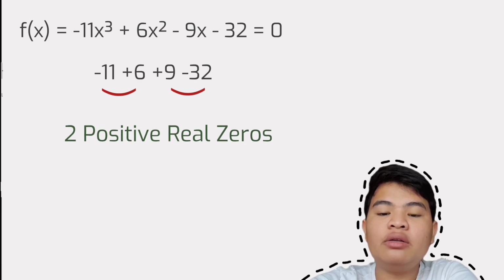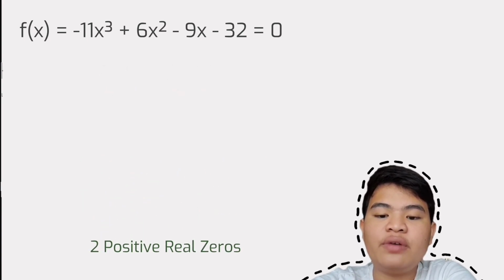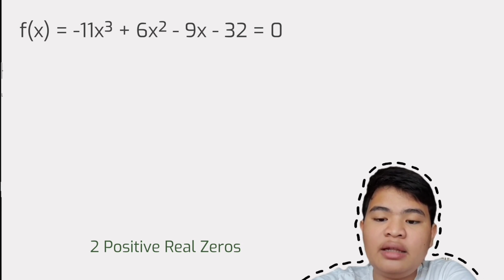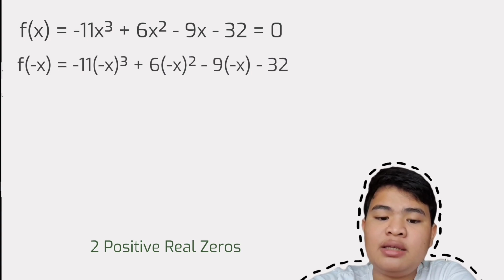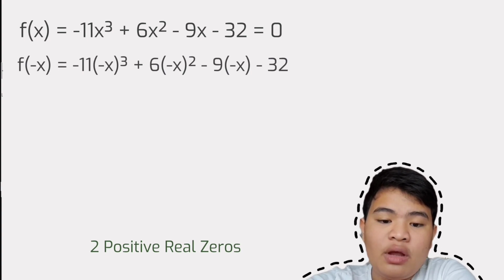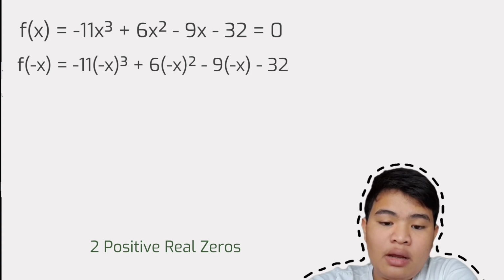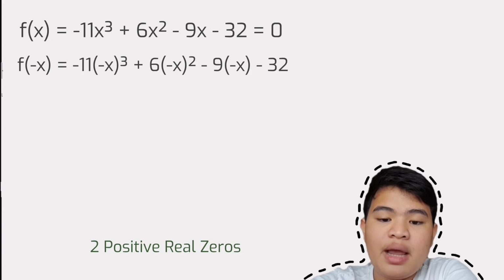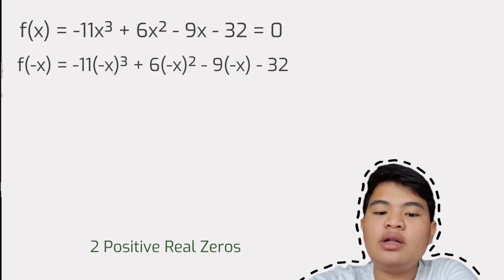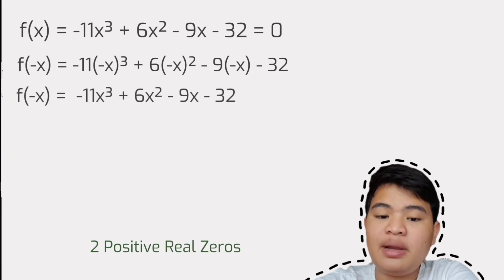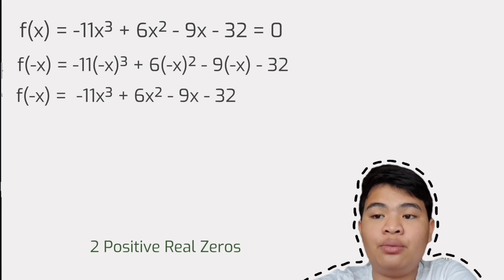Now, let's move on to f of negative x. In order to find the negative zeros, we have to find f of negative x and count the changes of sign for the coefficients. f of negative x is equal to negative 11 times negative x cubed plus 6 times negative x squared minus 9 times negative x minus 32, which equals 11x cubed plus 6x squared plus 9x minus 32.